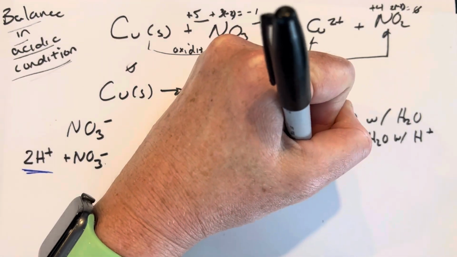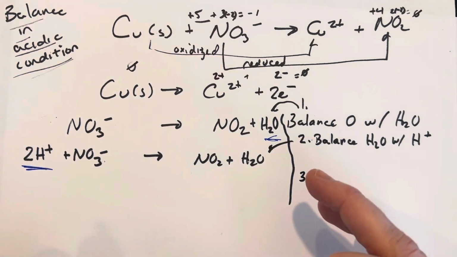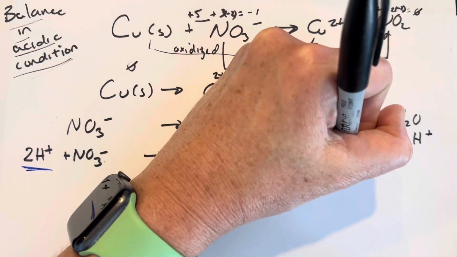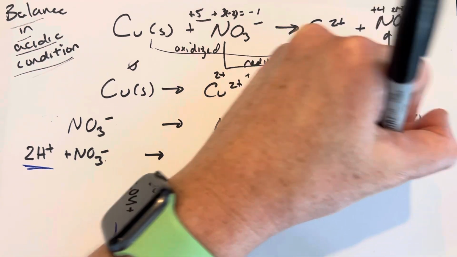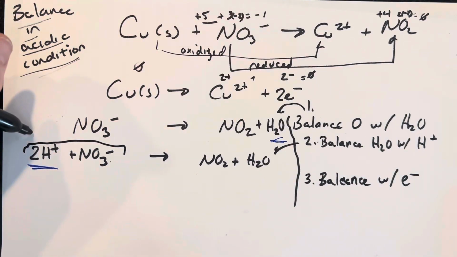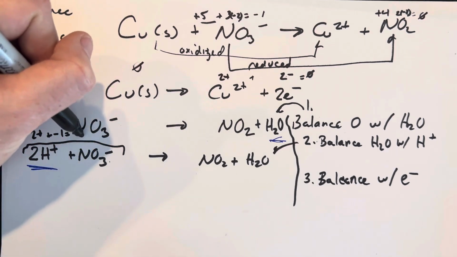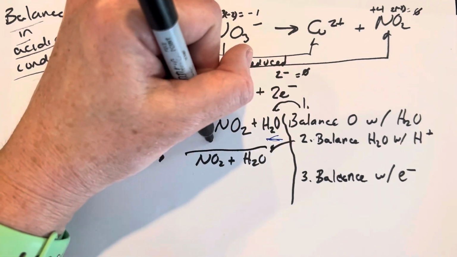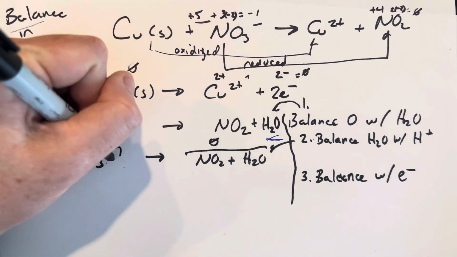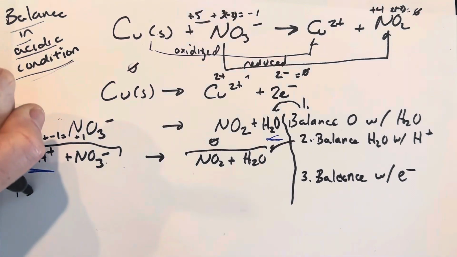Number 3. Once we add the H+, the beautiful thing is because it's in acidic conditions, we don't have to do any OH-, which is what we would do next for basic conditions. So we can just move on to balance with electrons. All right, so my total charge over here, I have 2 positive plus 1 negative for a total of 1 positive. And over here, I have 0. So I have a +1 and a 0. So I have to add 1 more negative to this side in order for both sides to be equal to 0. So I'm going to add 1 electron.